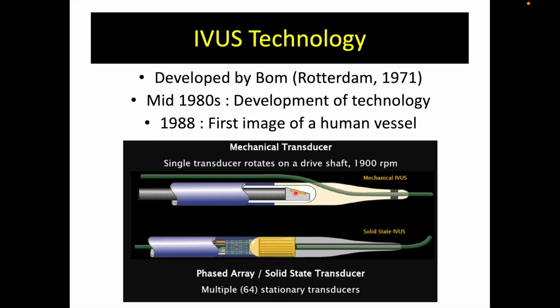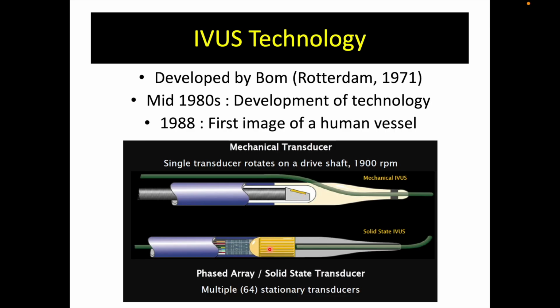So the mechanical transducer, if you look at its architecture, has a single transducer, the yellow one over here, and it rotates 360 degrees on the drive shaft and forms the image. So if you move the IVUS catheter before the 360 rotation is completed, that image will be distorted, and that's called a NURD, or non-uniform rotational distortion. That's an artifact that you get with the mechanical transducers.